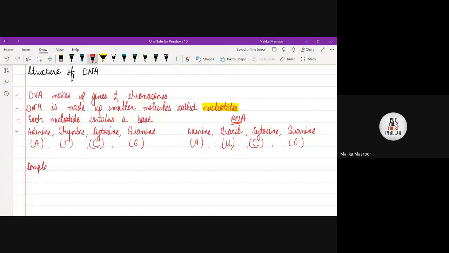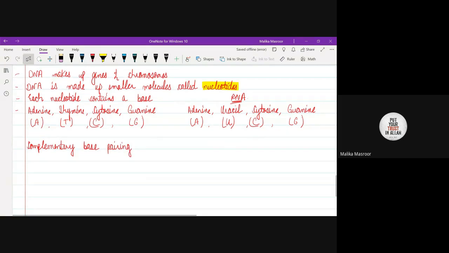These bases form bonds according to the complementary base pairing rule. According to that, adenine forms a double bond with thymine. Cytosine forms a triple bond with guanine. In RNA, adenine forms a double bond with uracil. Cytosine forms a triple bond with guanine. Is this clear? Any questions, anyone?